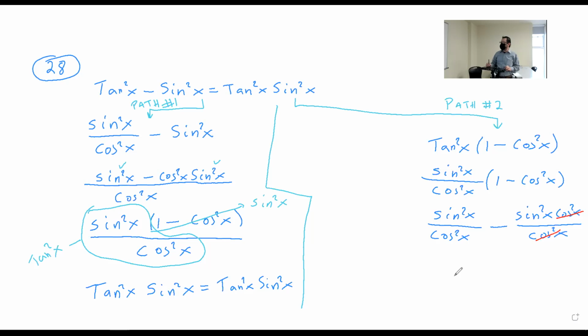Now these two are going to eliminate. And sine squared divided by cosine squared is the tangent that we already have, but now we've separated it, and this is sine squared of x. And that's exactly the same thing we had on the other side.